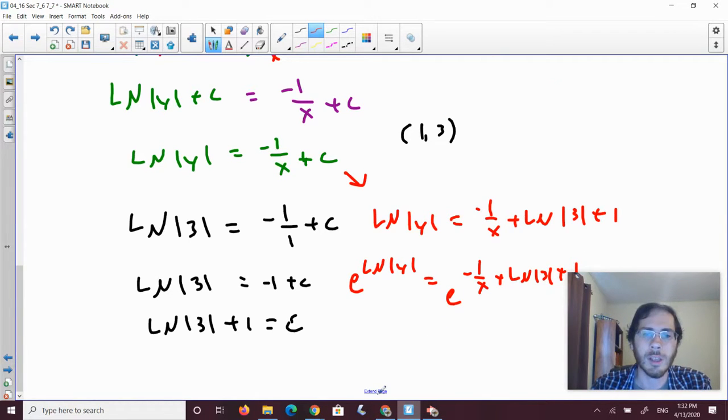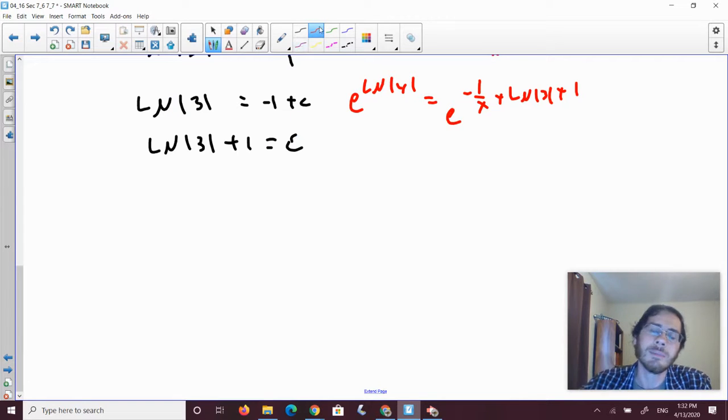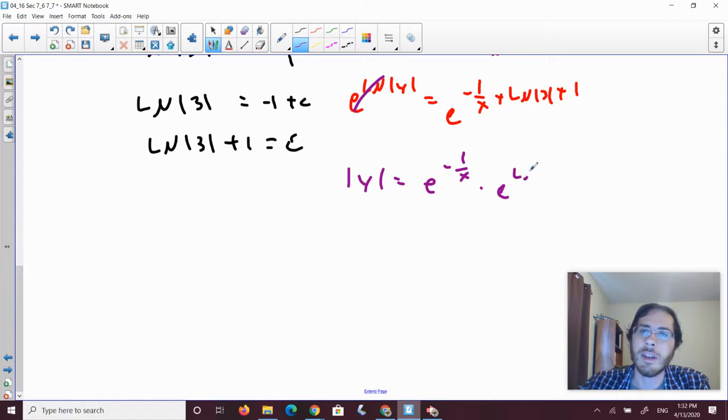Okay, that doesn't look promising, but let's see. Maybe it'll get a little bit nicer. e and ln cancel. We can rewrite this one the same way we did the other one. e to the negative 1 over x times e to the ln of 3 times e to the 1. Well, actually, that turns out really nice. e and ln cancel. This is just e. So this is actually 3e times e to the negative 1 over x.